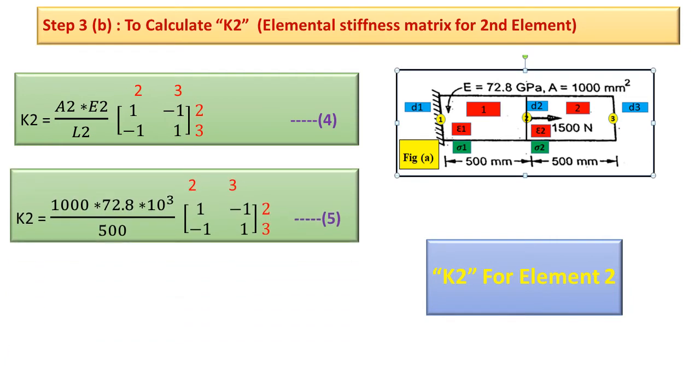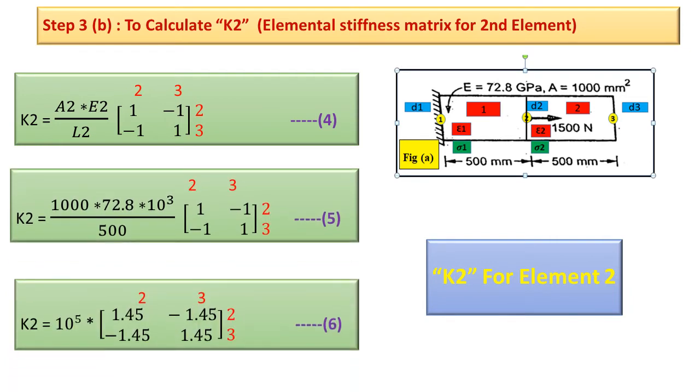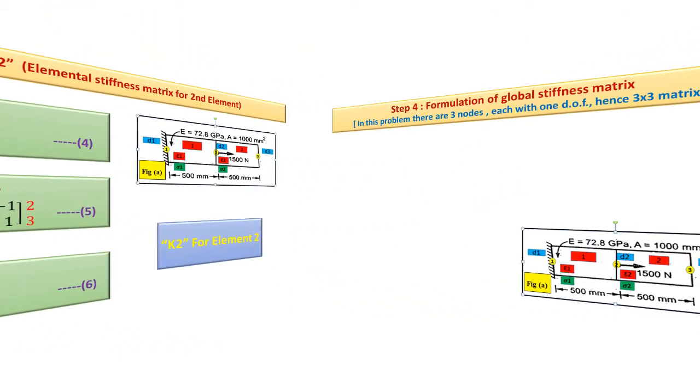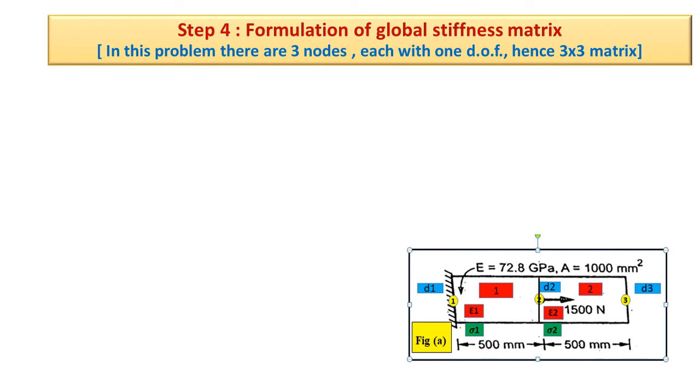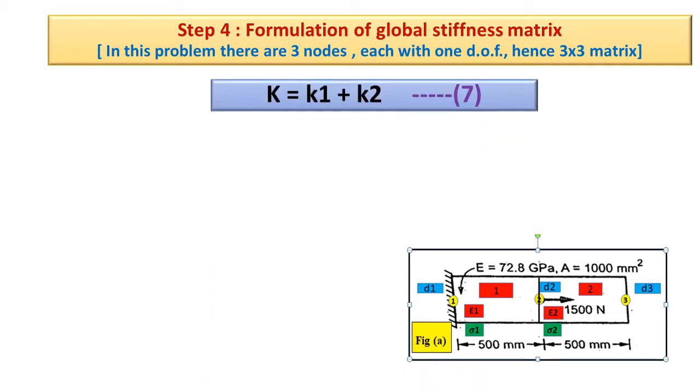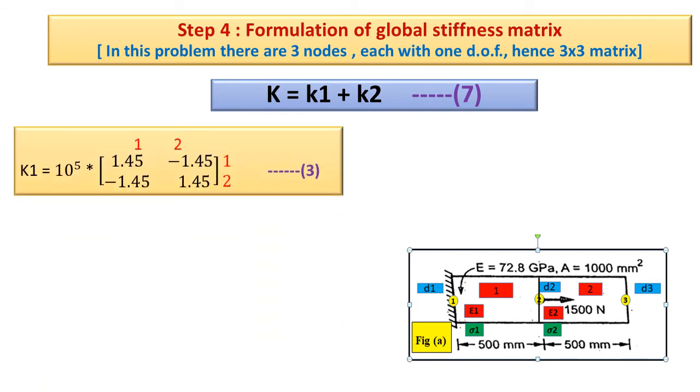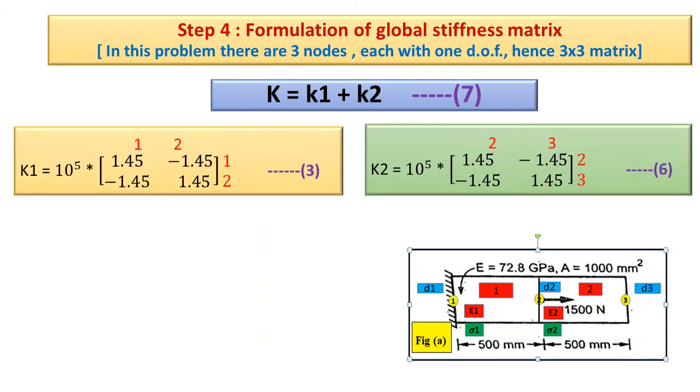From data, values are put in the formula and we get K2 is equal to 10 raised to 5 into, again same, 1.45, minus 1.45, minus 1.45 and 1.45, equation number 6. Step 4 is formulation of global stiffness matrix. In this problem, as there are 3 nodes, each with 1 degree of freedom, hence a 3 by 3 matrix will be formed. Global stiffness matrix K is equal to K1 plus K2, equation number 7.